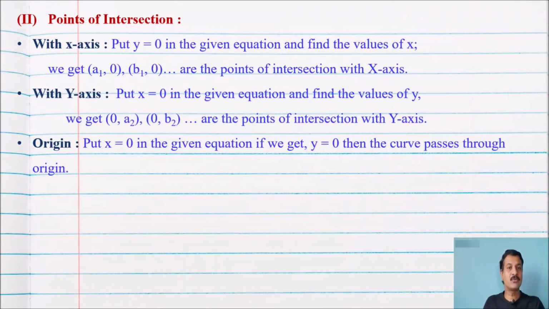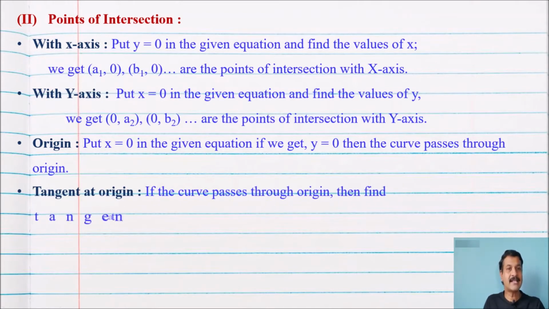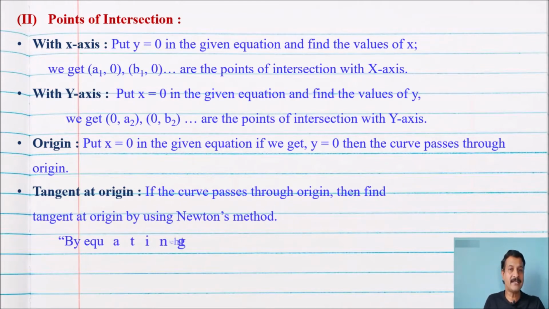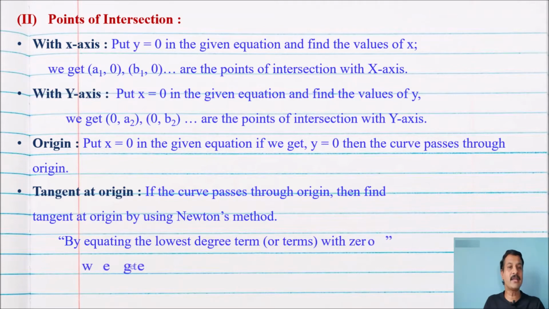Now the origin means (0, 0). If we put x equal to 0 and it gives y equal to 0, then the curve passes through the origin, the point (0, 0). And if it passes through the origin, only then do you find the tangent at the origin. How to find the tangent at the origin? Equate the lowest degree terms to 0.